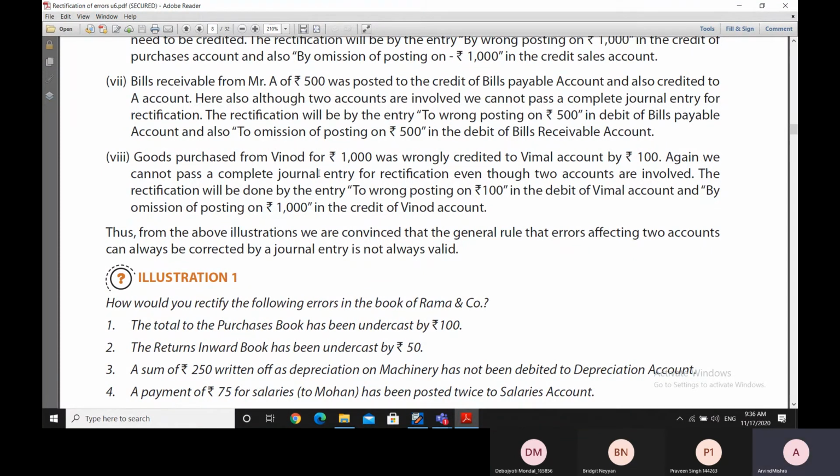And on the other hand, we will now credit Vinod's account by 1000 rupees. So we will debit Vimal's account by 100 rupees only, but credit Vinod's account by 1000 rupees because here, though we are making one debit entry and one credit entry to make the correction, the amount involved is not equal. So therefore, again, we cannot make any journal entry to make this rectification. We have to go into the individual accounts of Vimal and Vinod and make the correct entry over there.